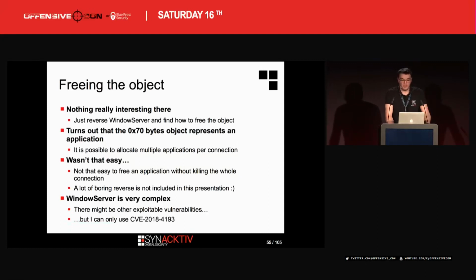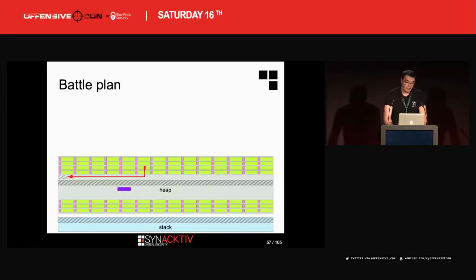It's actually an application, and you can create as many applications as you want from any client. The object can be freed without closing the connection. It's not that easy, but you can do it. So the idea is just after we trigger the vulnerability is to free the associated application, and now we just have to reuse the allocation to replace the object with controlled data.